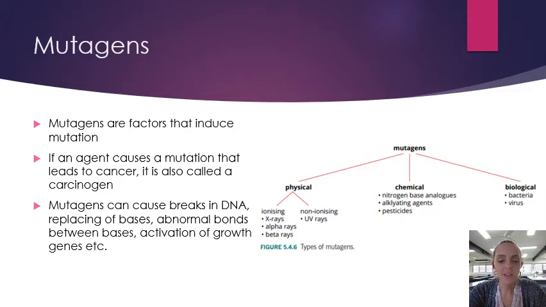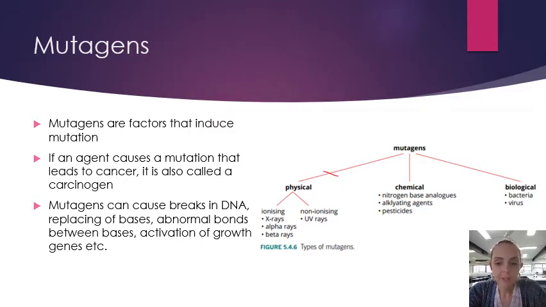So a mutagen is any factor that can induce a mutation. And if that mutation subsequently leads to cancer, it's called a carcinogen. So you often hear a carcinogenic substance, and they're the ones that are going to lead to cancers or mutations leading to uncontrolled cell division.